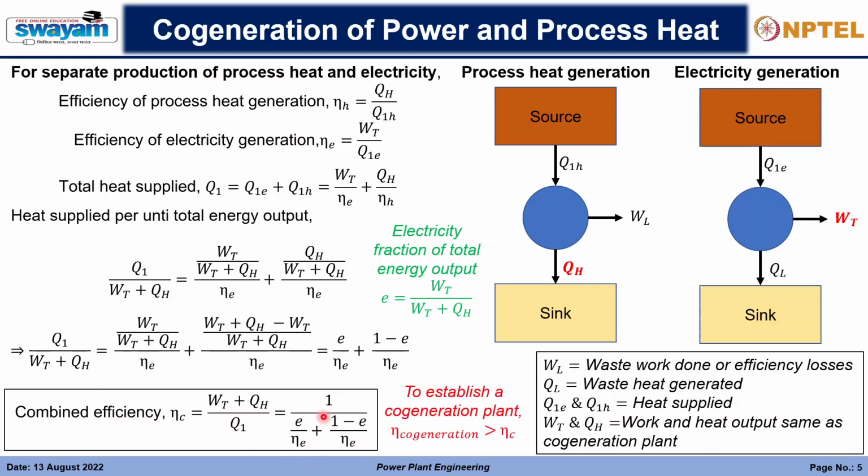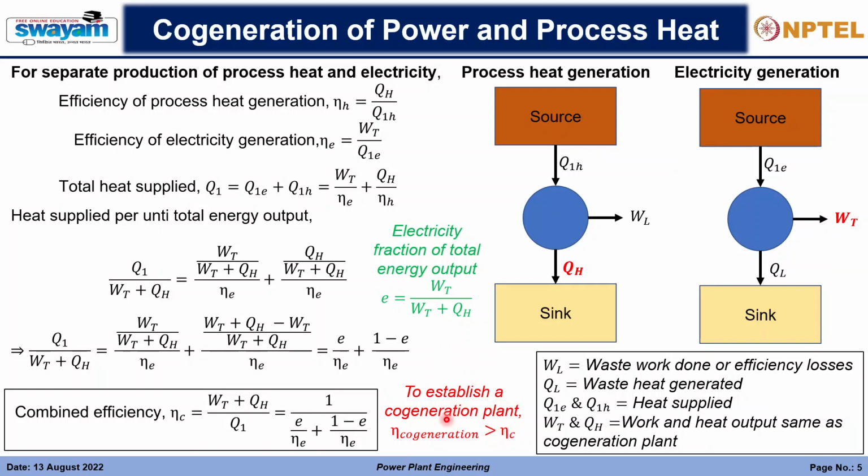Now we will have to see whether the cogeneration has higher efficiency than the combined efficiency. That is, if we are cogenerating the power and the process heat in the same cycle, rather than separately producing the electricity and separately producing the heat. If the cogeneration efficiency is higher than the combined efficiency, then we can actually go for that cogeneration plant.